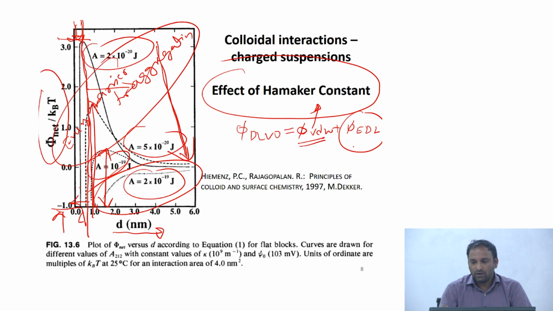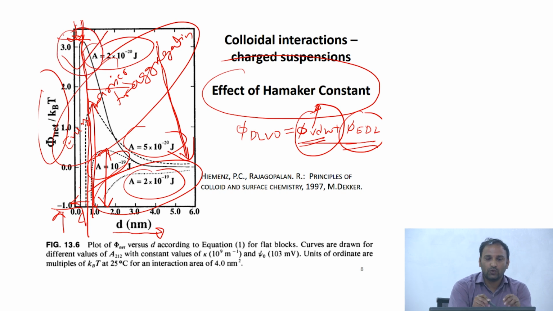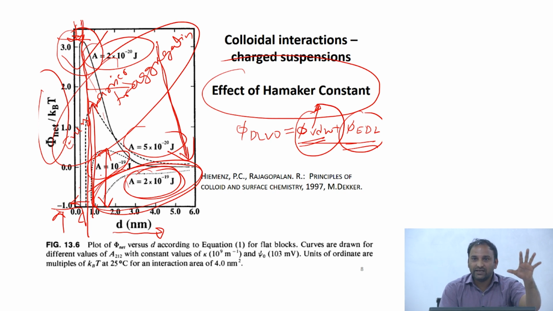Therefore, if you keep the electrical double layer interactions the same and play with the van der Waals force of attraction, I can go from a nicely dispersed state, which is what you would have if your Hamaker constant is lower, 2 into 10 power minus 20. However, if I go on increasing the Hamaker constant, that is A equal to 2 into 10 power minus 19, I have just changed the Hamaker constant by 1 order of magnitude, and your interaction becomes completely attractive. That means I am going from a well dispersed state to an aggregated state just by changing the van der Waals force of attraction. Any questions you have?